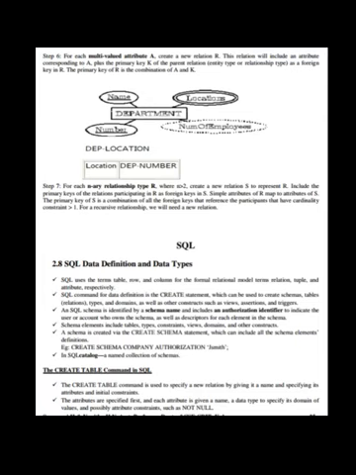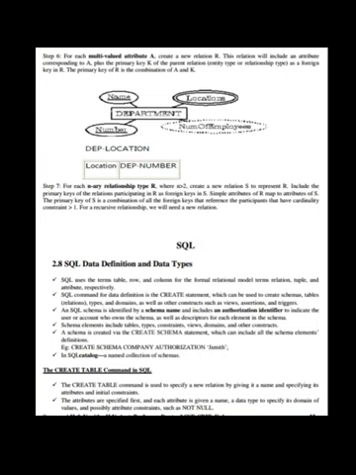Step 6. For each multivalued attribute A, create a new relation R. This relation will include an attribute corresponding to A plus the primary key K of the parent relation, entity type or relationship type, as a foreign key in R. The primary key of R is a combination of A and K. See the figure here. Now let us see step 7.